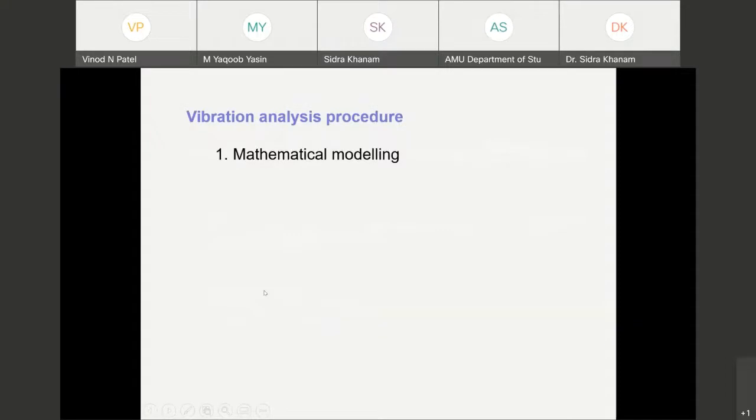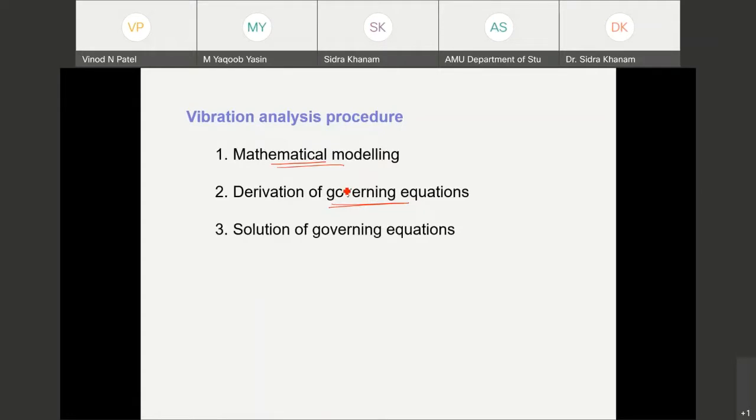So when we do any vibration analysis, what does the procedure include? The first step is deriving the mathematical model and finding its free body diagram and other things. The second step is deriving the governing equations, based on the components or the elements available in the system. Then we find the solution of that governing equation, and then we interpret the results obtained from the solution of the governing equations.